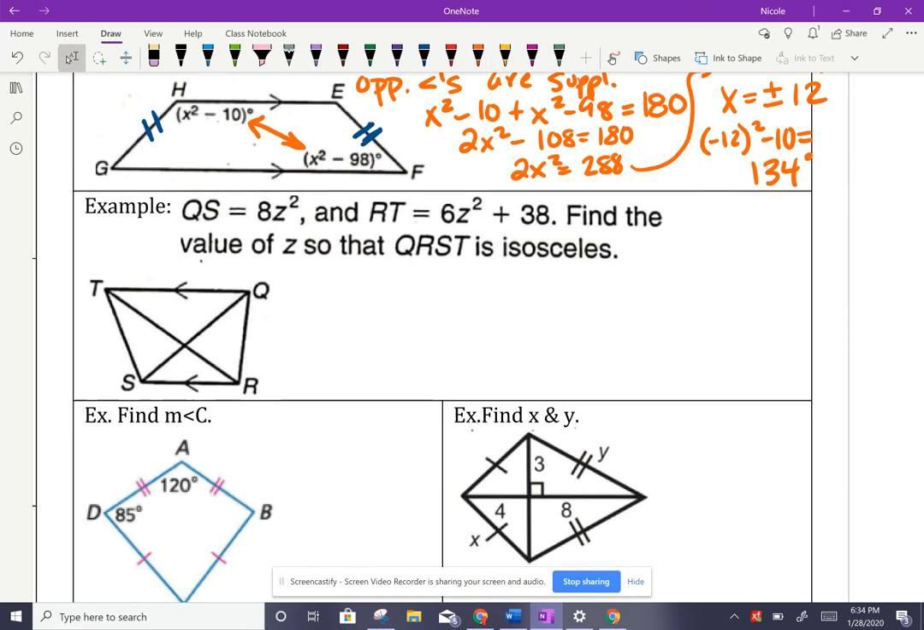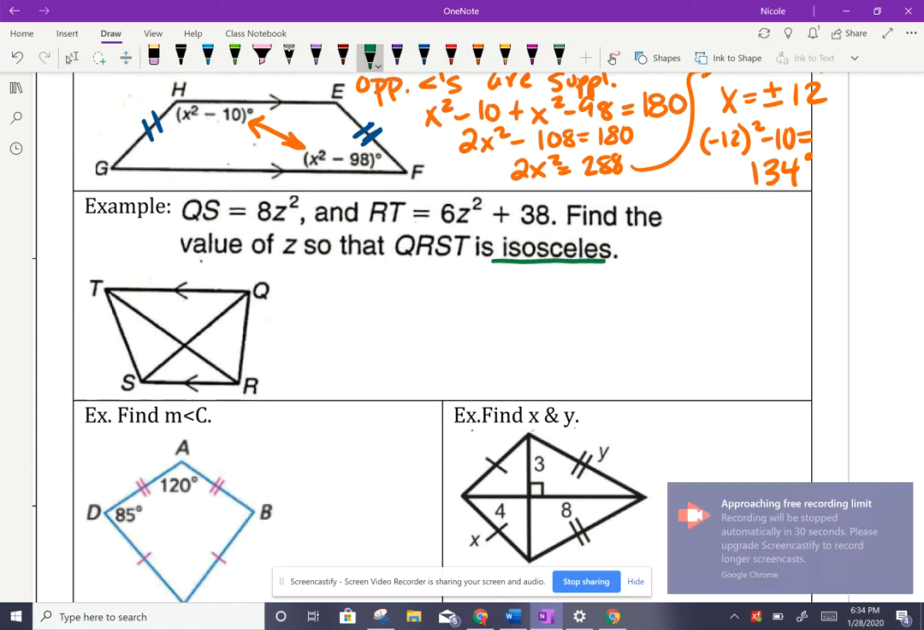All right, we have another isosceles trapezoid. It tells us that we're trying to prove, okay, I'm running out of time. I'll be back shortly.